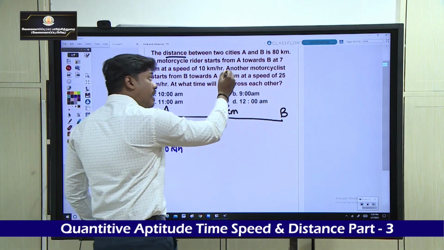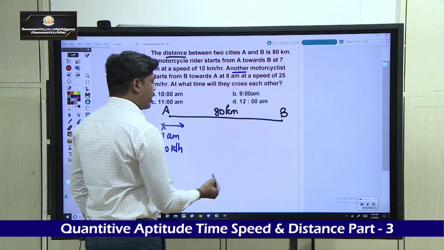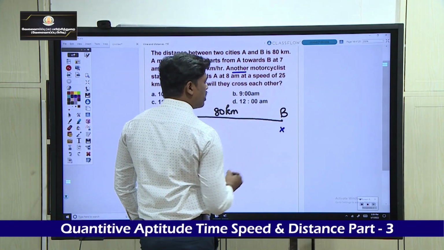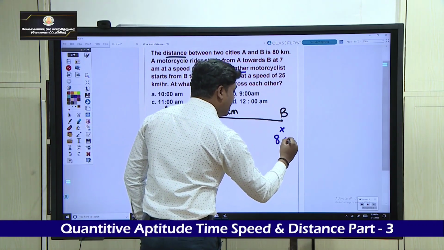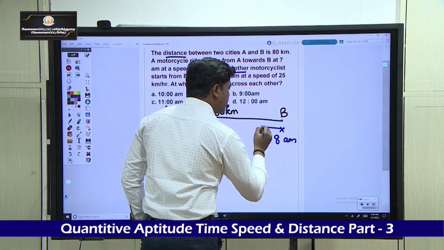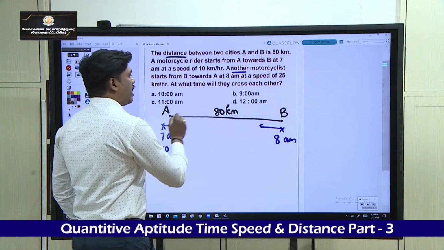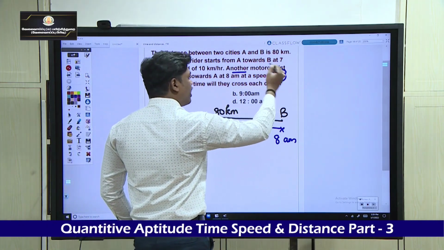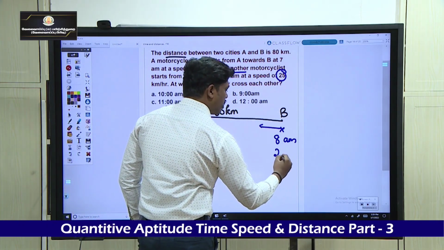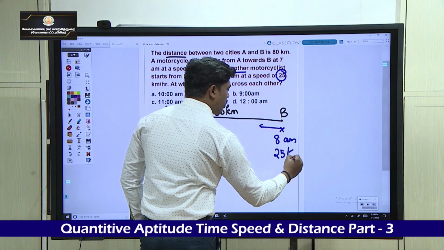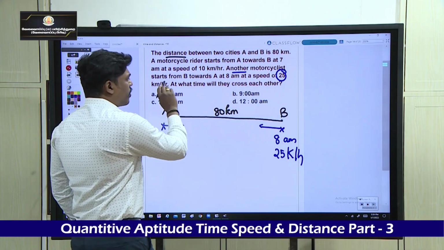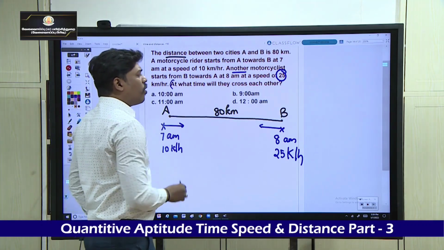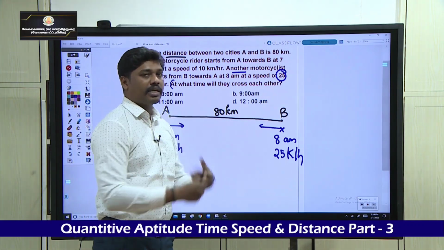Now, another motorcyclist starts from B, but he starts at 8 am and moves towards A at a speed of 25 kilometer per hour. Now, the question asked here is, at what time do they cross each other?